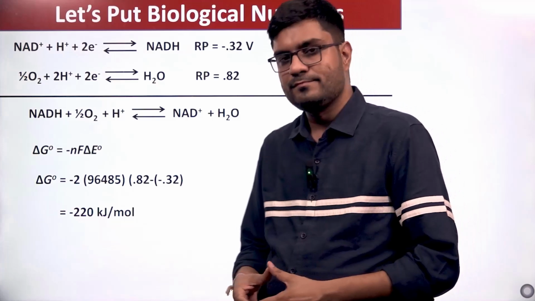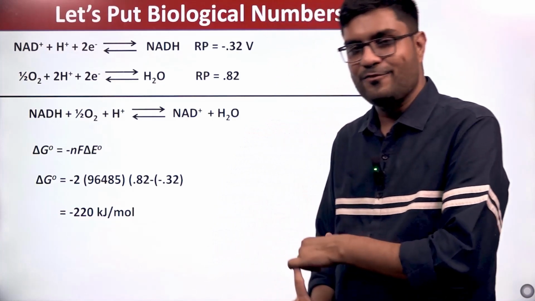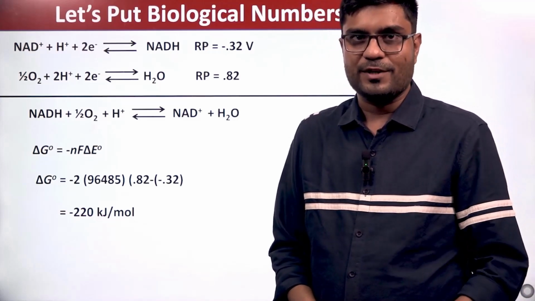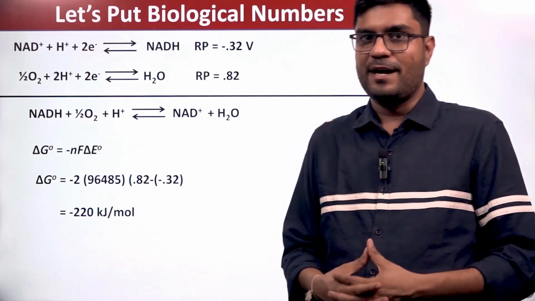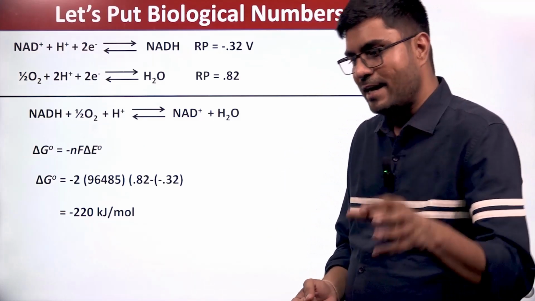So again, tendency of accepting electrons, tendency of getting reduced, electrons are going to be transferred from low reduction potential to high reduction potential. We can calculate the energy by using the formula delta G is equal to minus nF delta E.